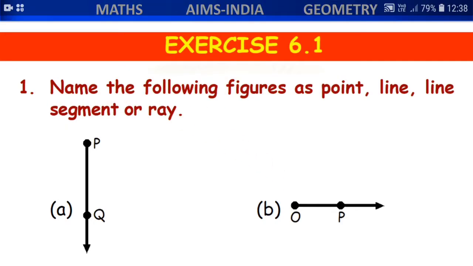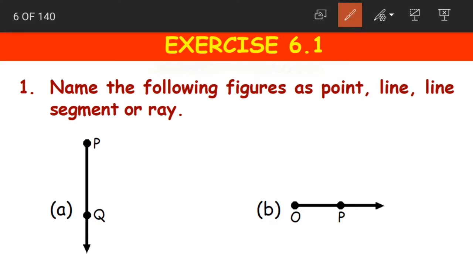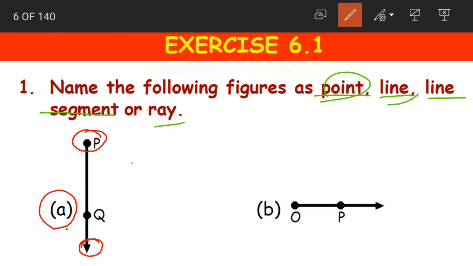Now exercise 6.1. Name the following figures as point, line, line segment or ray. Now we are clear about these four concepts. Yes, we know what is a point, what is a line, what is a line segment and what is a ray. Now from the given questions we have to name them as point, line, line segment or ray. Coming to the first one, A. It is having one endpoint and it can extend indefinitely on the other side.